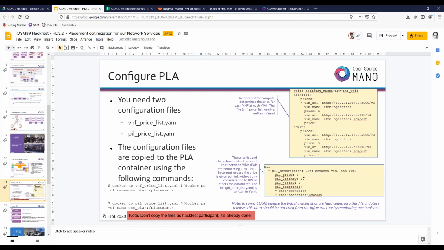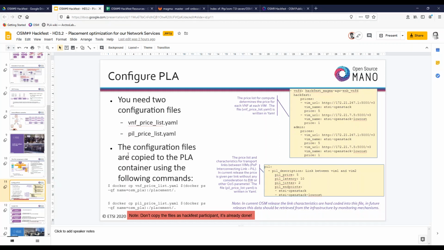We should note that in the current release, these characteristics are hard-coded in this file. You can replace it as many times as you want, but in future releases this should, of course, be retrieved from the infrastructure by monitoring mechanisms. So we actually have probes in the network that give us the actual numbers. So that's intended for later releases.